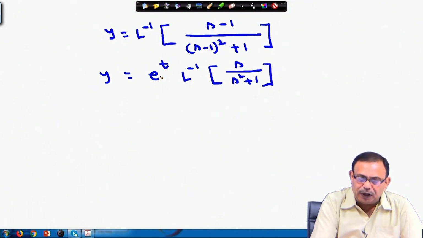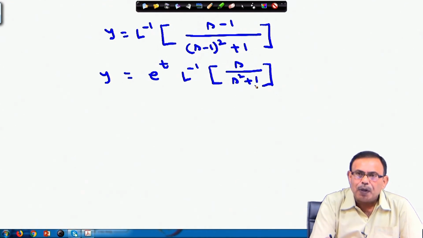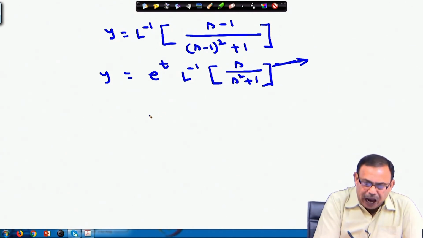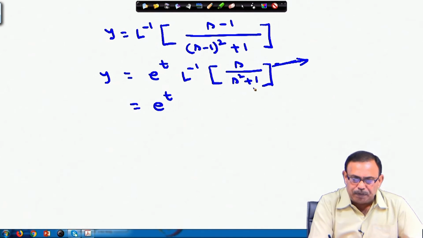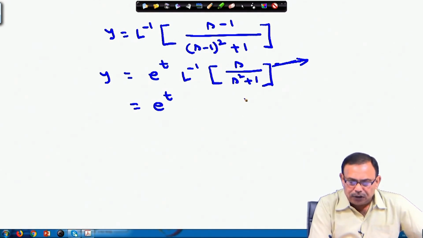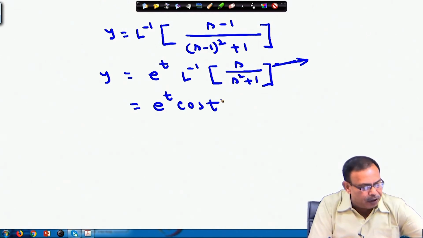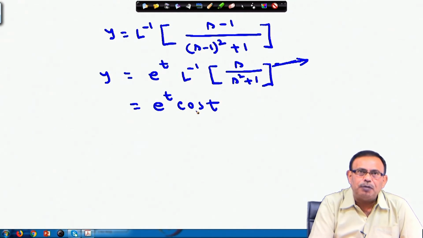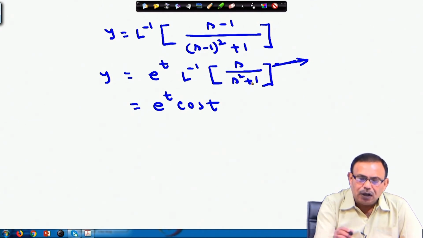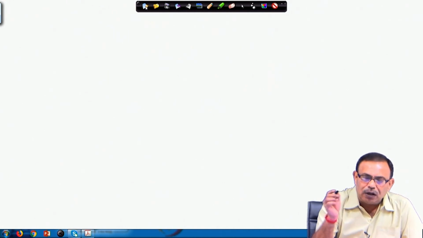So, a value if I put e power t into Laplace inverse of s by s square plus 1. Here I am using the property of inverse Laplace transform in this case. Please note this thing. I am using this one and you know the value of Laplace inverse of s by s square plus 1, which is nothing but cos t. So, I obtain the solution as y equals e power t into cos t, which I am getting by evaluating Laplace inverse of s by s square plus 1. So, by this way I can find out the solution.